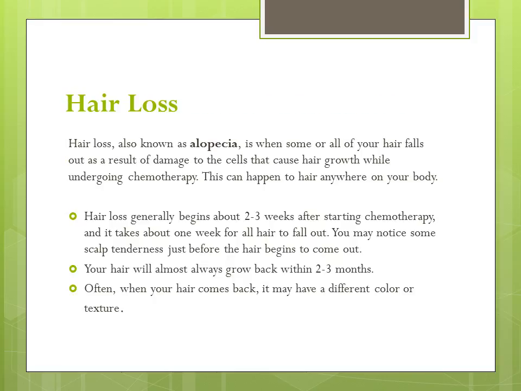Hair loss, also known as alopecia, is when some or all of your hair falls out as a result of damage to the cells that cause hair growth while undergoing chemotherapy. This can happen to hair anywhere on your body. Hair loss generally begins about 2 to 3 weeks after starting chemotherapy, and it takes about 1 week for hair to fall out completely. You may notice some scalp tenderness just before the hair begins to come out. Often, hair grows back in 2 to 3 months after chemotherapy is over.